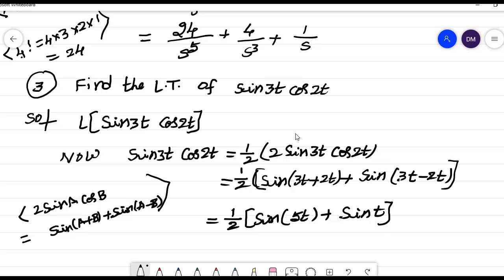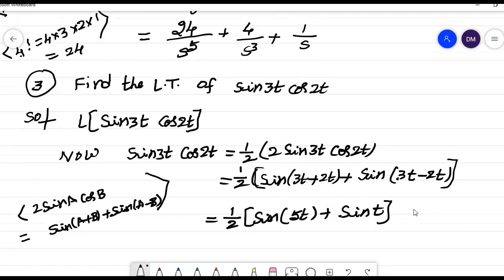See here, sine 3t and cos 2t are in the form of multiplication. So we cannot apply the Laplace transform to the individual functions. That's why I am simplifying that one, writing that multiplication in the form of addition by using some trigonometric formulae. Now we can find the Laplace transform of sine 3t into cos 2t.